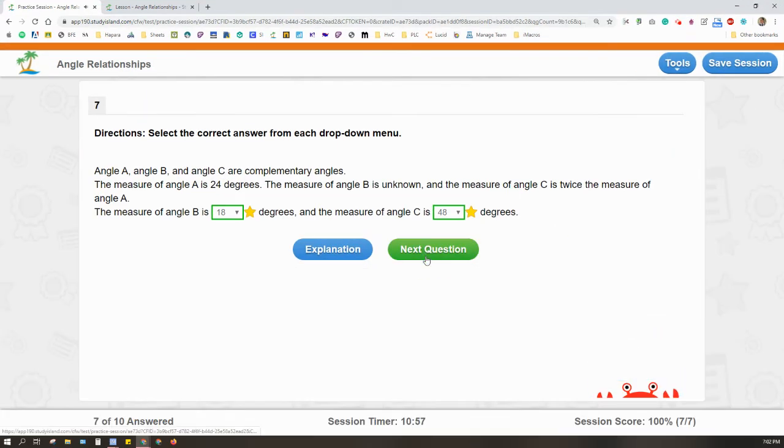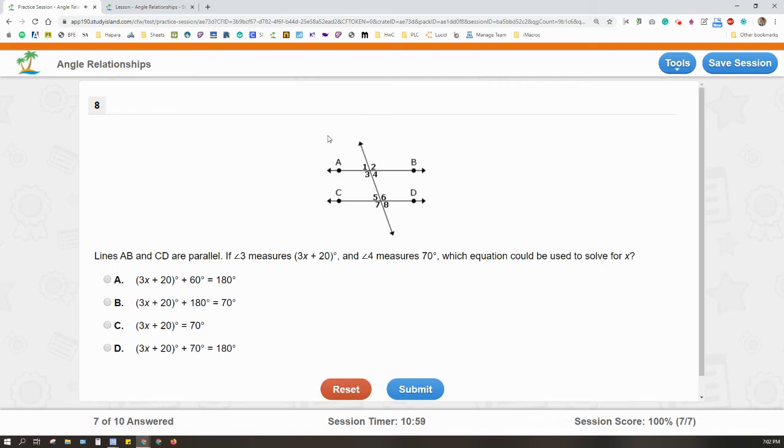Next question. Parallel lines. Lines AB and CD are parallel. If the measure of angle 3 is 3x plus 20, and the measure of angle 4 is 70, which equation could be used to solve for x? I don't even need line CD to do this. Line CD is just completely irrelevant in this problem.